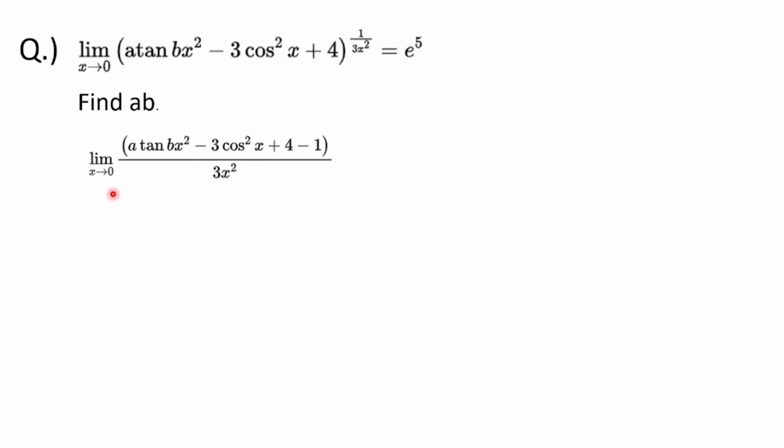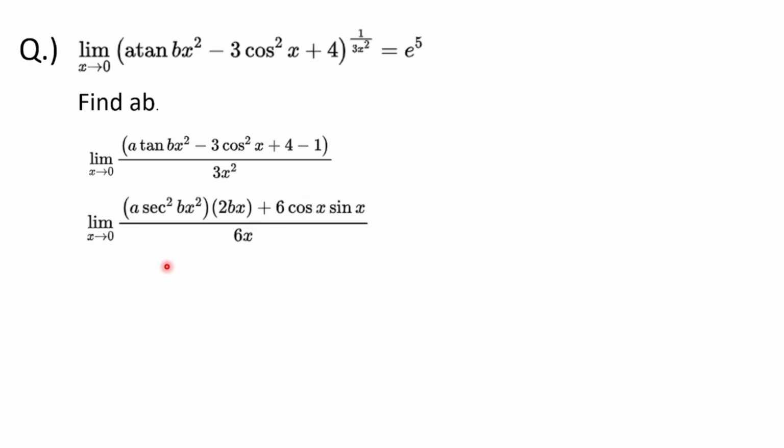We will get limit as x tends to 0 of (a tan bx squared minus 3 cos square x plus 4 minus 1) by 3x squared. Right, we have multiplied the f of x, which is tending to 1, minus 1, multiplied by the g of x. I hope you understood this. Now, this is in the form of 0 by 0. We will now apply L'Hospital's rule.